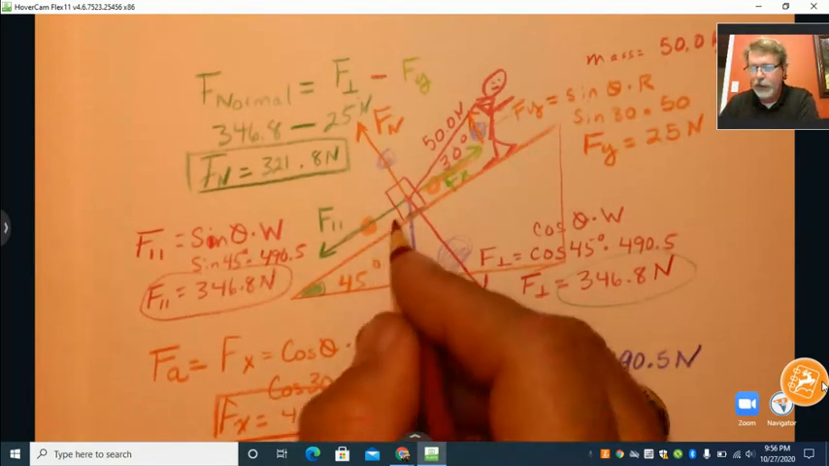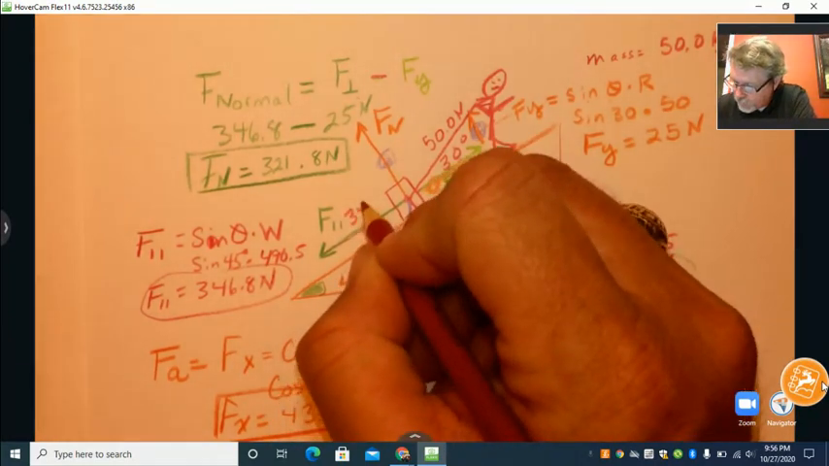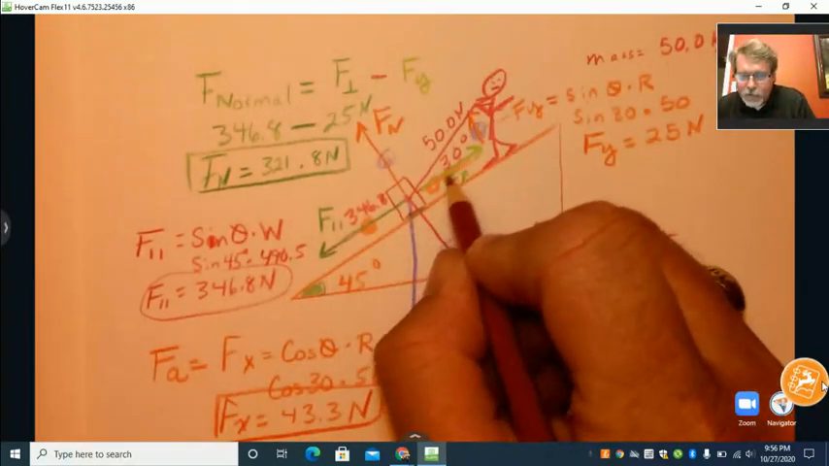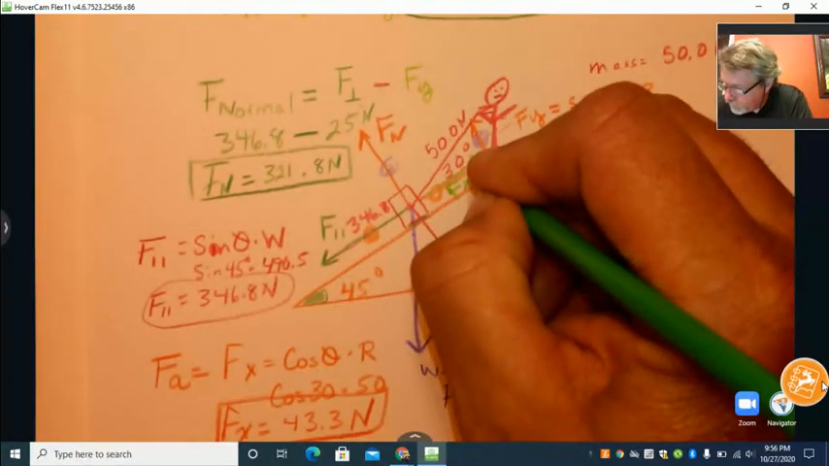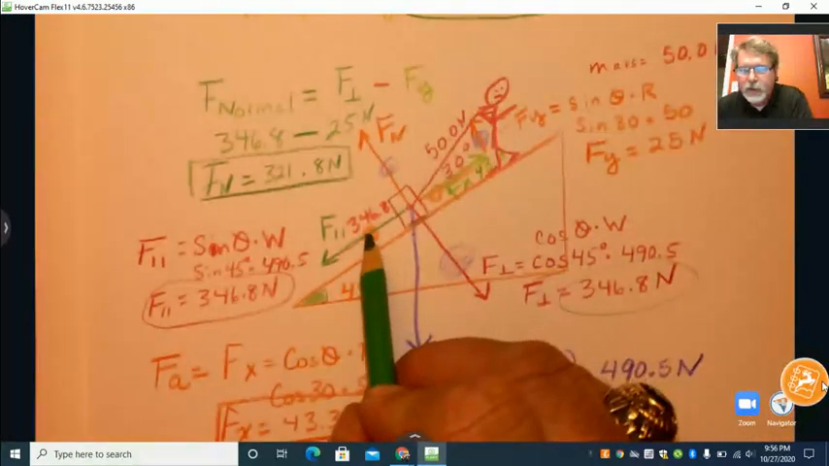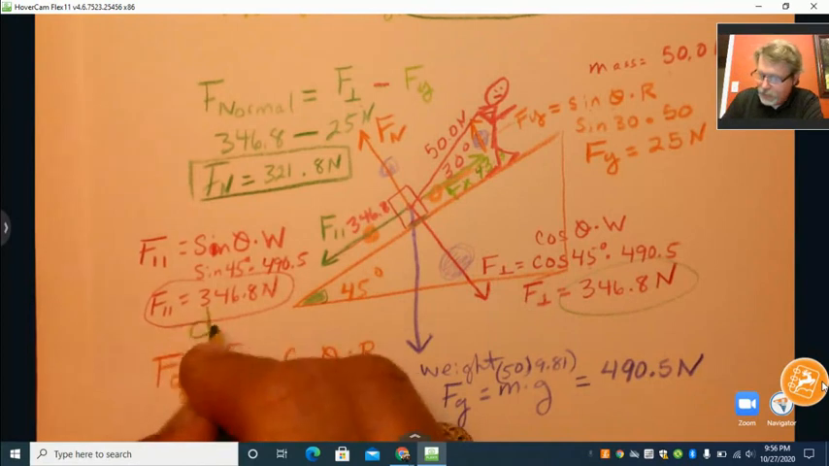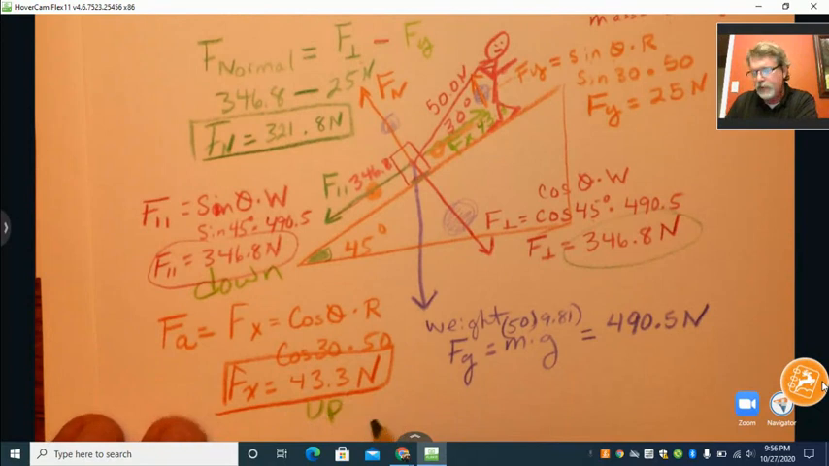Now, look at our diagram. If you're going down with 346.8 and you're going up, this little f of x right here, this little green vector, is only 43. I mean, you're going down with 346, you're going up with 43. Force parallel, this is down. Force applied, this is the up. How much force is actually being applied?